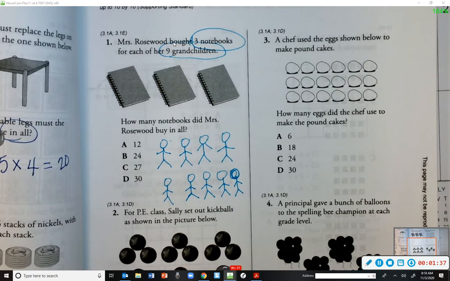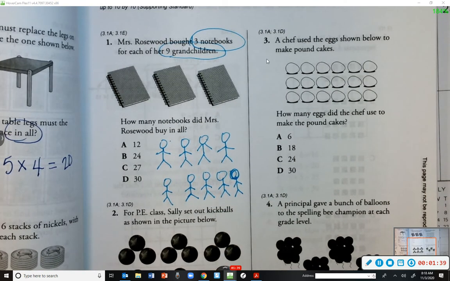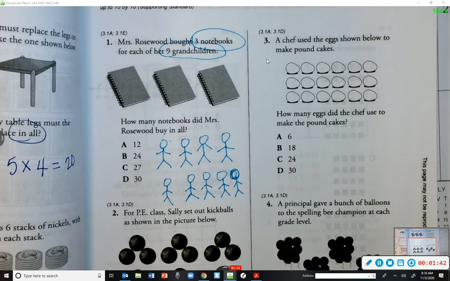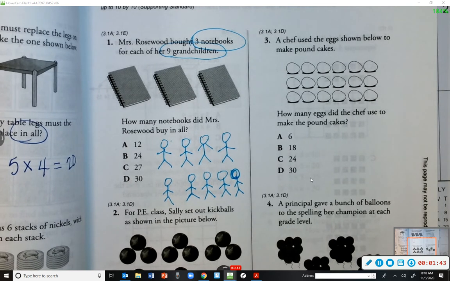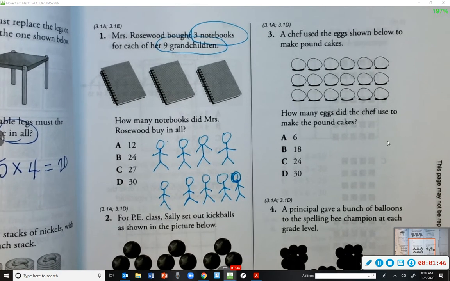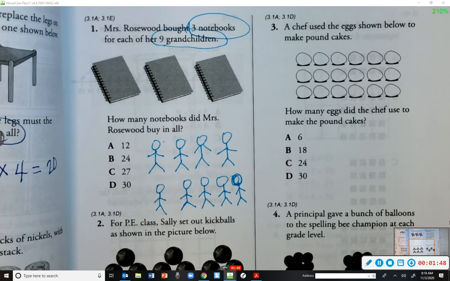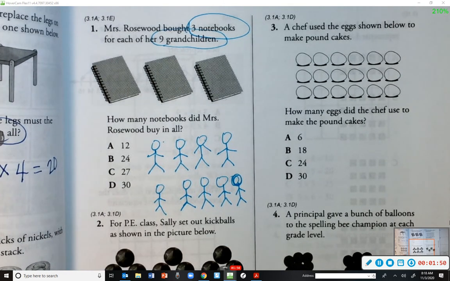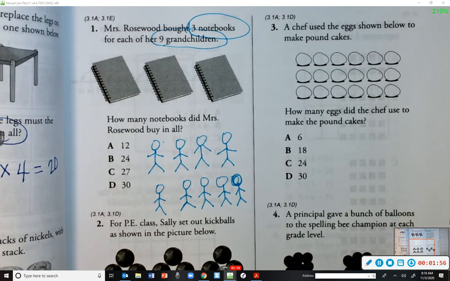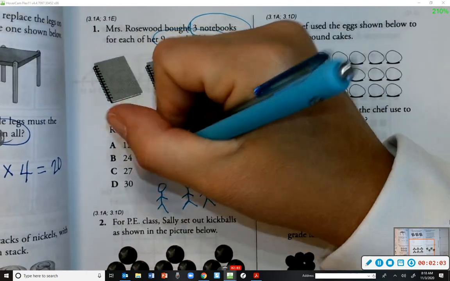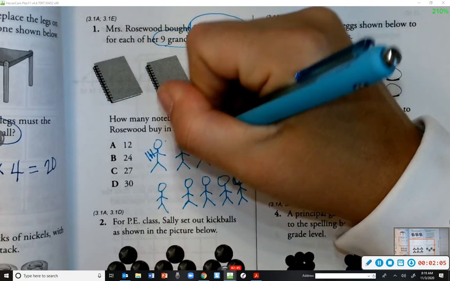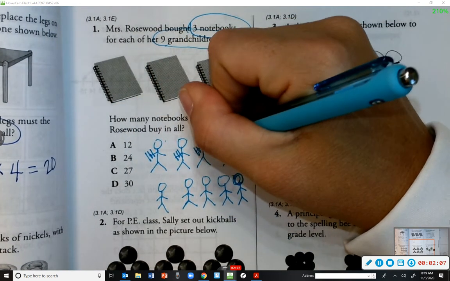Okay, so there's my 9 grandchildren. The grandma bought 3 notebooks for each, or Mrs. Rosewood. So how would I represent that next part? 3 notebooks for each. What could I do with my grandchildren that I drew? Bryson, stay with me, okay, on this one. Evangeline, what could I do with my grandchildren? Give them 3 notebooks. So I could just draw 3 lines to represent 3 notebooks.